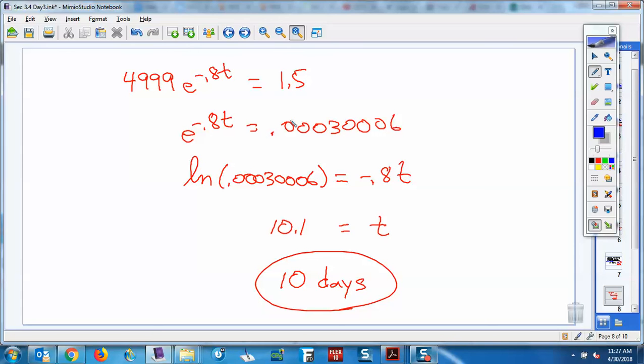Okay, so you divide the 4,999, you get this. And you should save a whole bunch of those decimal places in your calculator. Okay, and I'm going to want you to write down some of these steps when you're doing the problem, showing your work, because that's how you get partial credit.